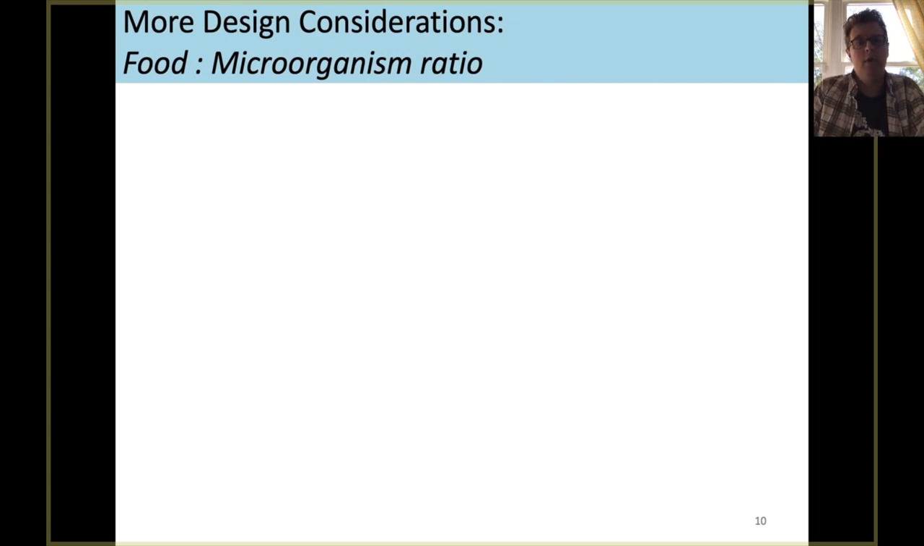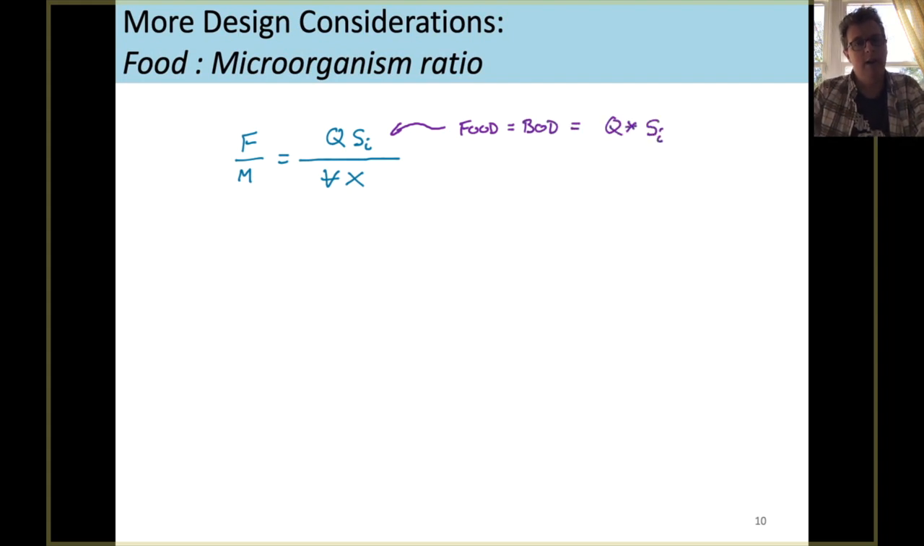All right, a handful more considerations that we might want to keep in mind as we're going through the design process. One is what's called food to microorganism ratio, often listed as F divided by M. And this food to microorganism ratio is describing to us basically how well fed are the microbes that we're growing or cultivating in the system. And so on top is the rate that BOD is being supplied. That's a volumetric flow rate times inflowing BOD. And in the denominator, that's the microbial biomass, volume divided by microbes per unit volume.